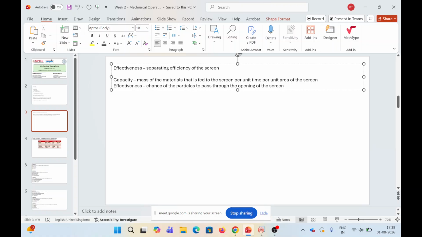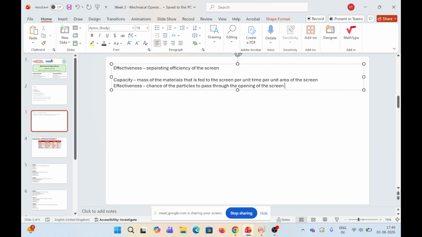Suppose you put very little material onto the screen, then the chances that the particles of the desired size will pass through the openings in the screen will be greater. But if you put lots of material onto the screen at a time, then there may be chances that these particles will not get a chance to pass through the screen.